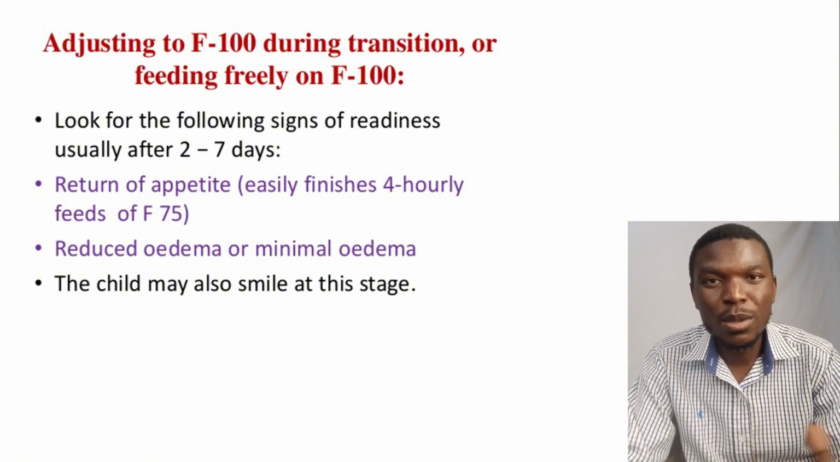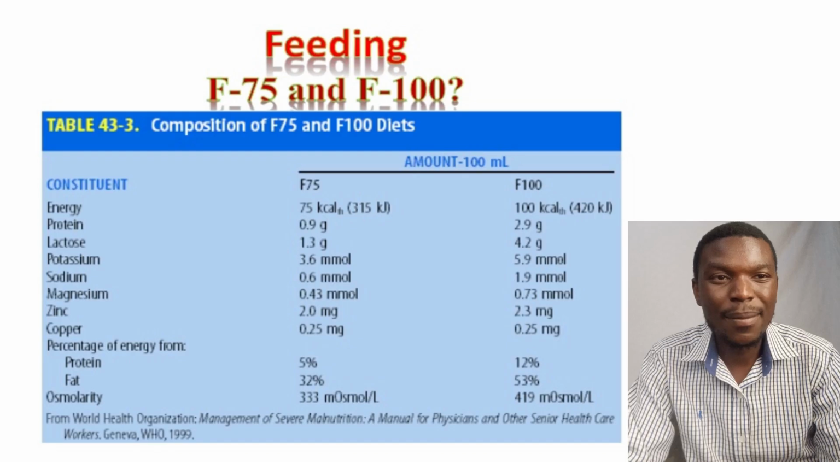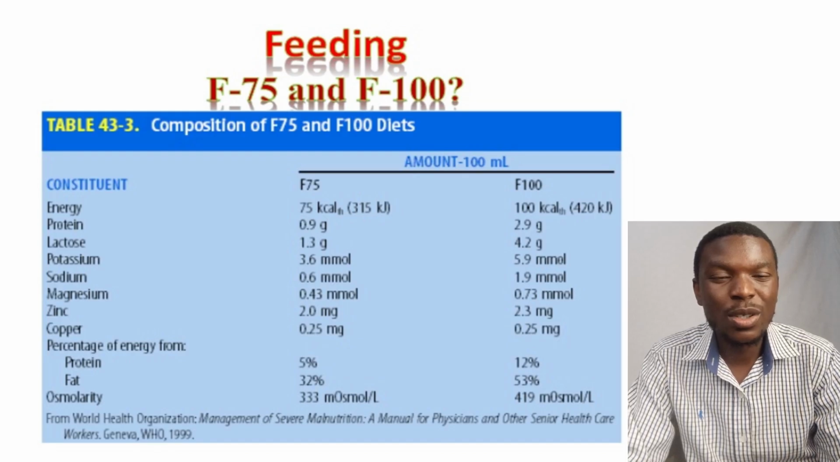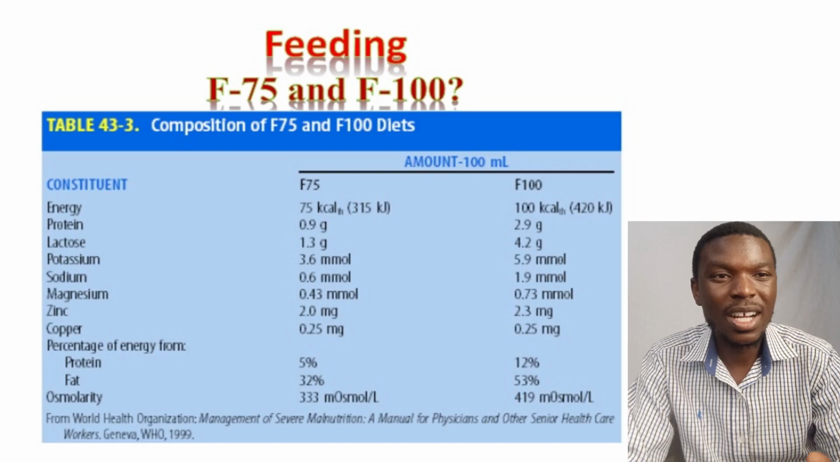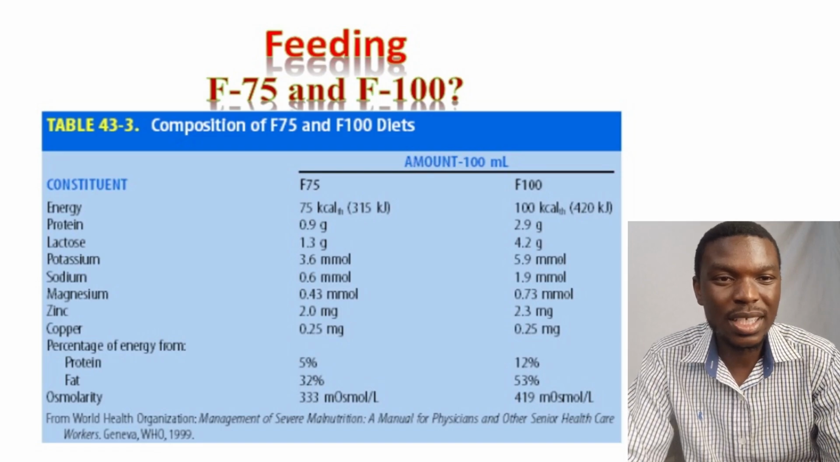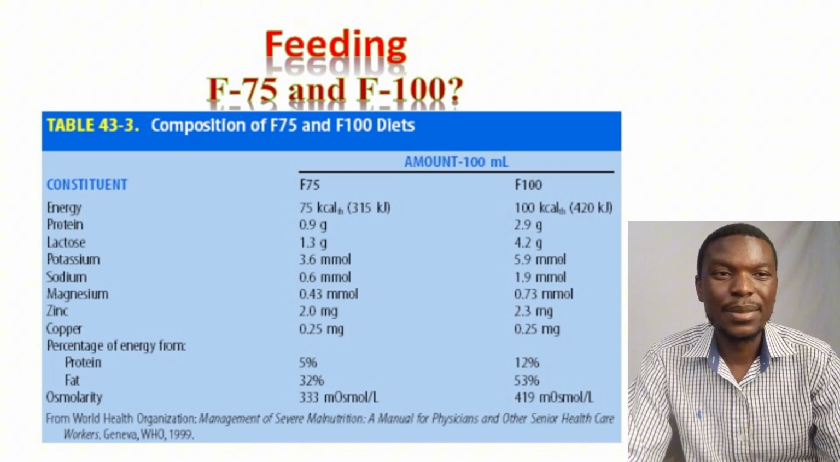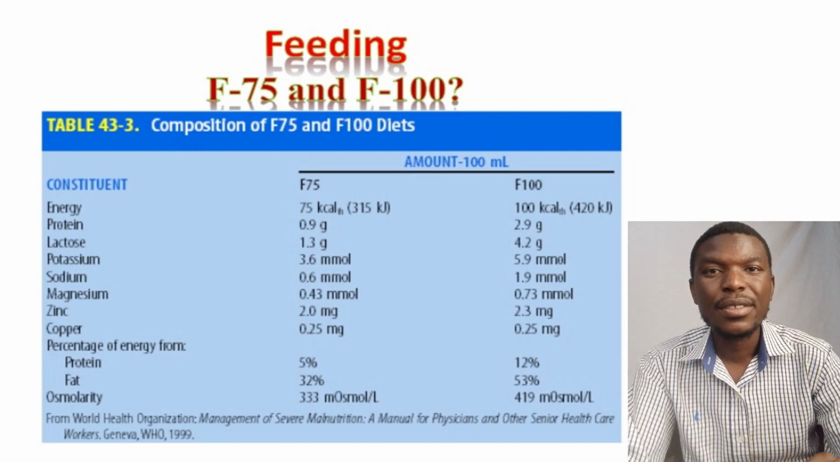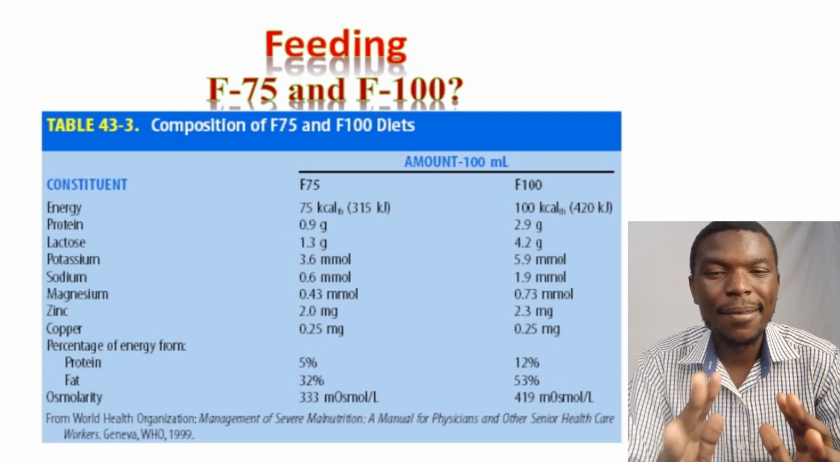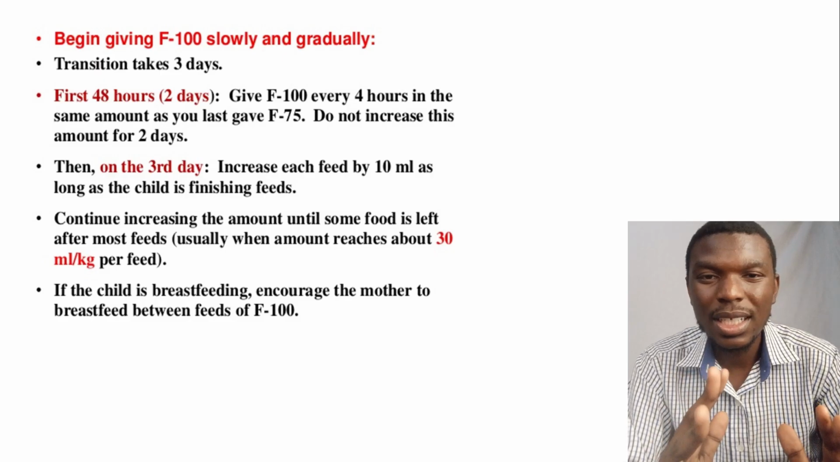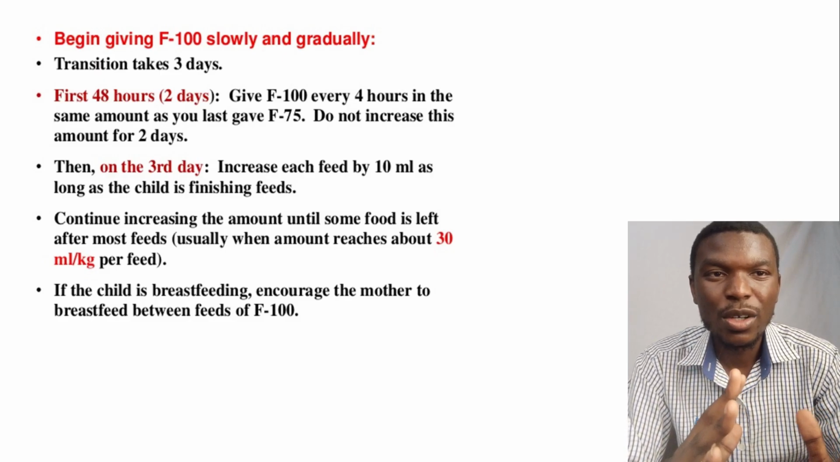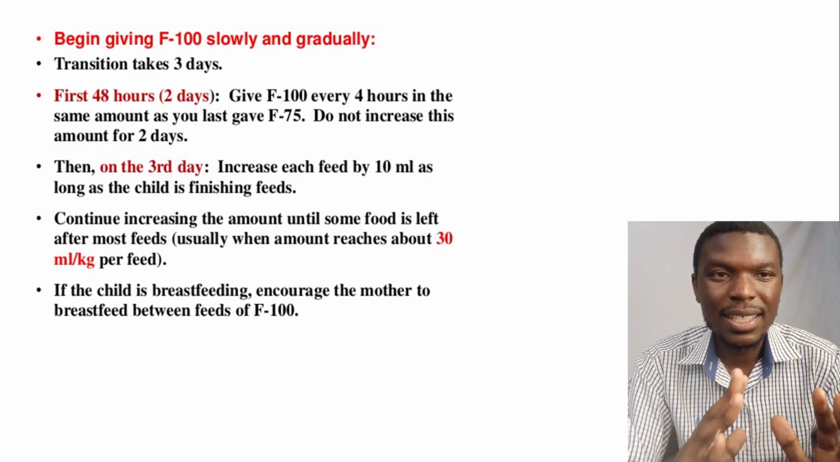So this is a table just showing the contents or the constituents of this F75 and F100 was found in both. So the rate of minerals there and the energies and proteins, even some fats also there. So how do you give this F100? So you give it slowly and gradually. So you're going to transition in 3 days.